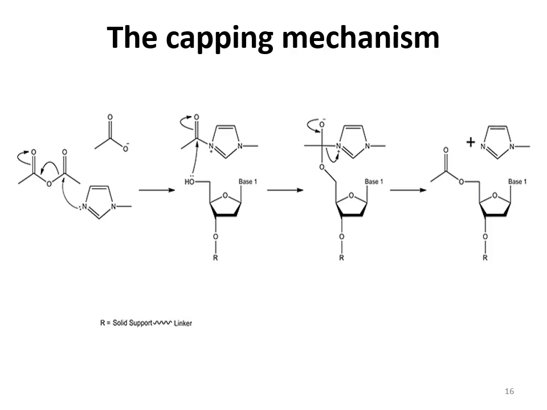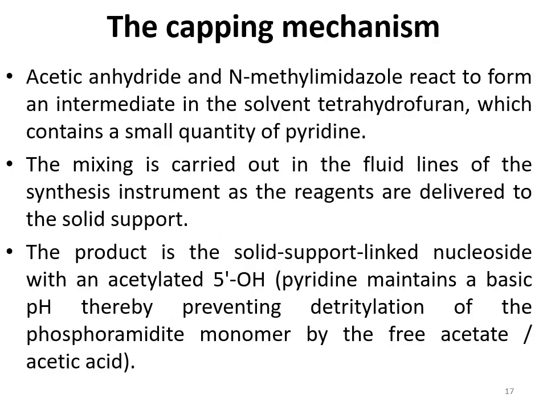Acetic anhydride reacts with the N-methylimidazole and produces an intermediate, which further attacks the oxygen of the hydroxyl group, and an acetylated 5 prime nucleoside is formed. Here we have explained the whole capping mechanism. Acetic anhydride and N-methylimidazole react to form an intermediate in the solvent tetrahydrofuran, which contains a small quantity of pyridine.